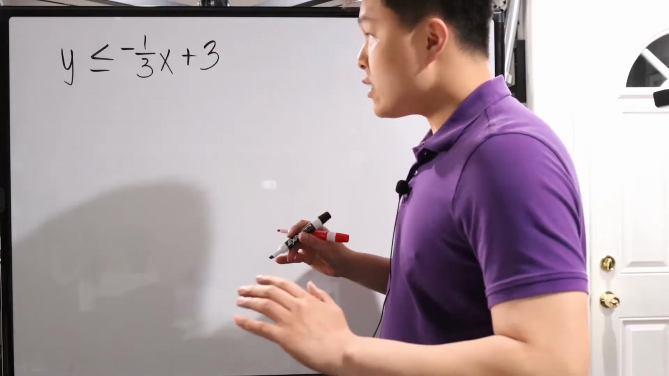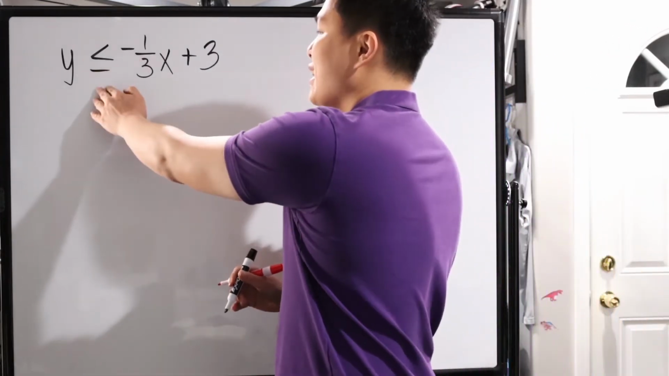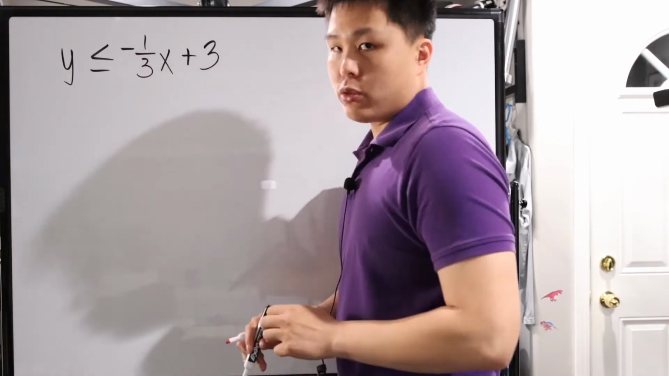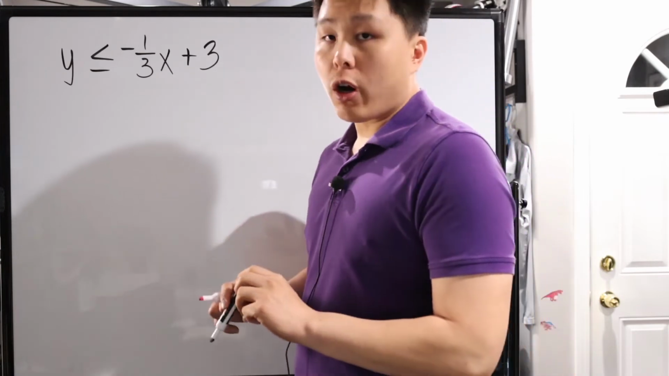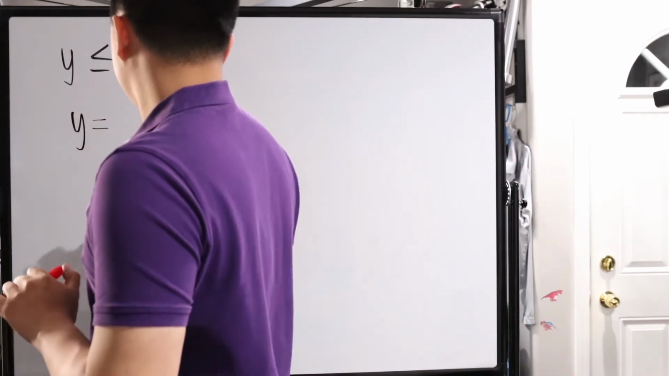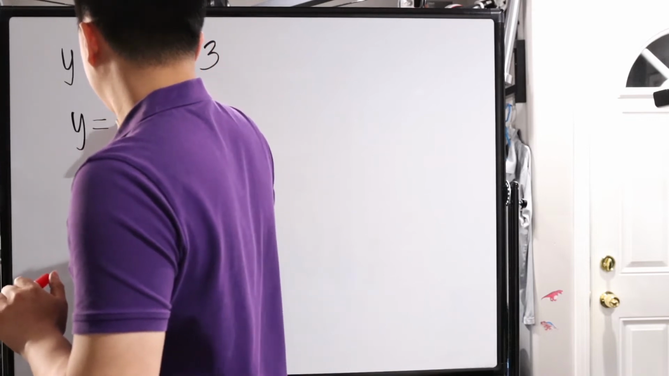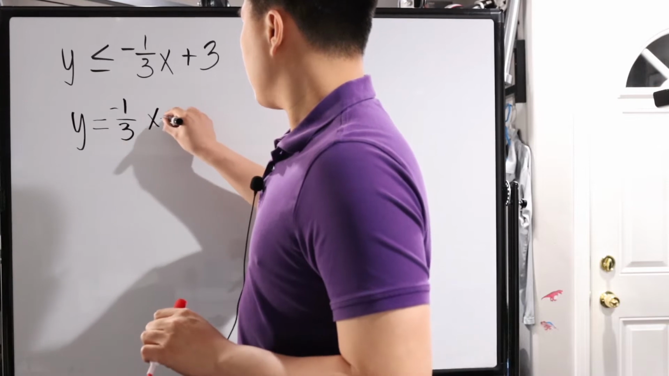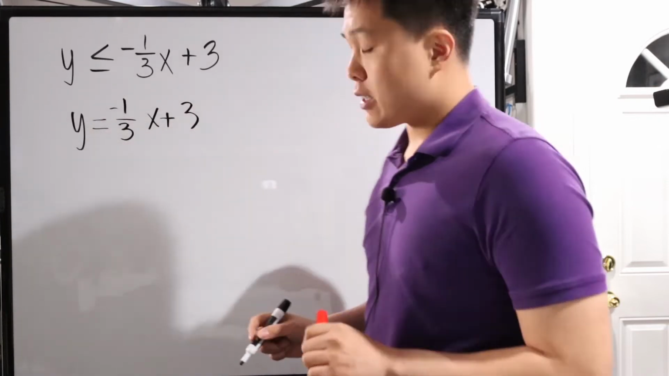All right, so for our next inequality, we have y is less than or equal to negative 1 over 3x plus 3. Once again, we're just going to start off by rewriting this as a linear equation. So we have y equals negative 1 over 3x plus 3. And then we're going to graph this guy.